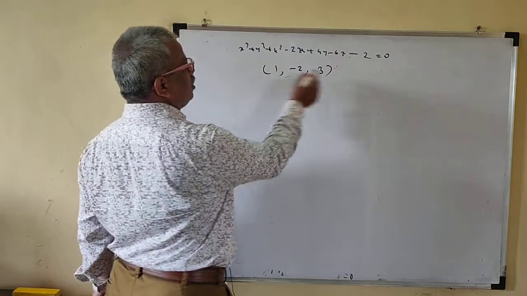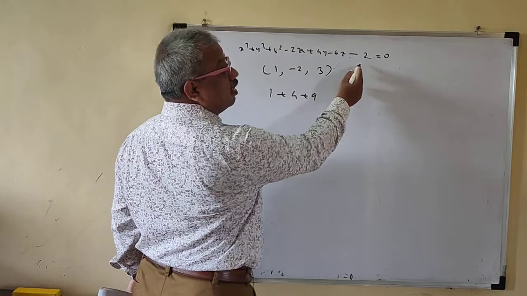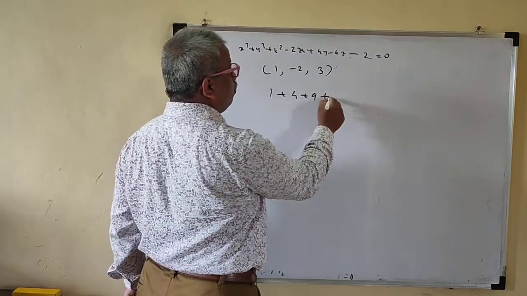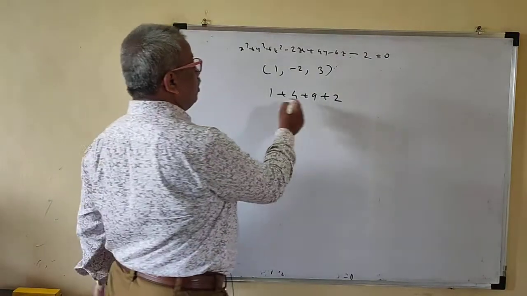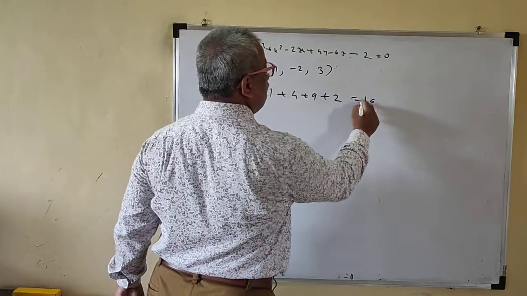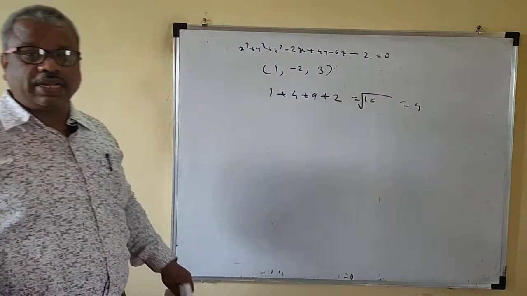Now the radius is what? Just take the squares: 1 plus 4 plus 9, and just subtract the constant. So this is plus 2, because your d is minus 2. Find the value of this: 14 plus 2 is 16. Take the root of this, so this is 4. So 4 is the radius of the sphere.